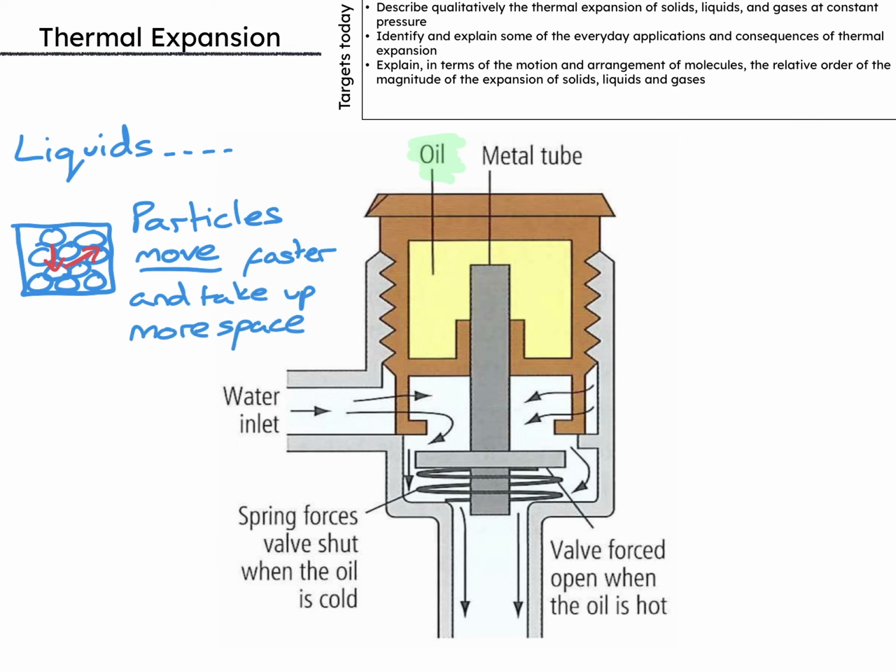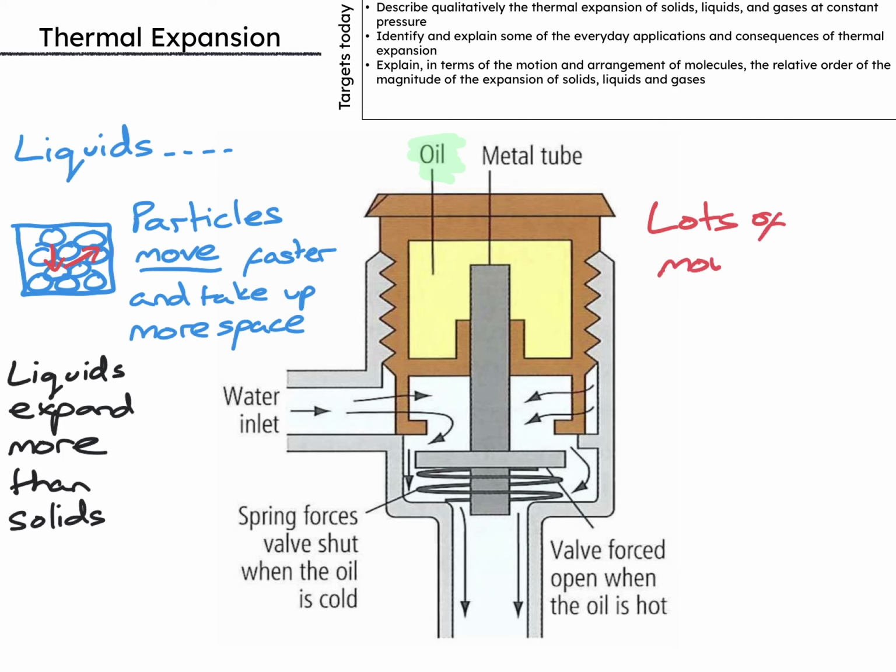So in this one here, we're going to get more movement here, which is a good thing. If the water coming in is hot, the metal tube conducts heat up to the oil. The oil will expand and it will push the metal rod down, which opens the valve, letting more water through. Okay, and that will release the hot water. Once it's cool, the spring pushes the valve shut again.